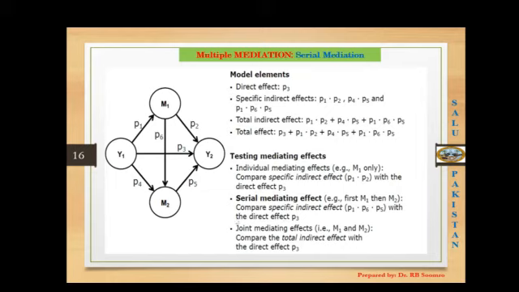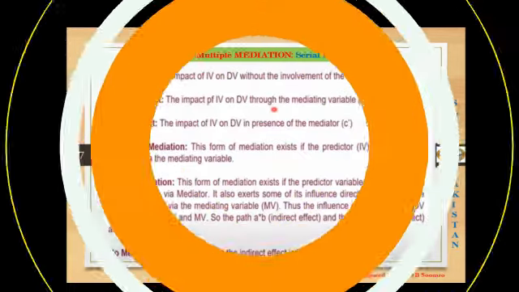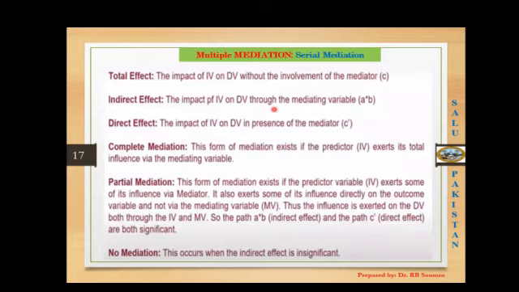Joint mediating effect: compare the total indirect effect with the direct effect. So the difference between the last one and this one is that in the last one, simultaneously, we were required to check the impact of all the mediators, and here, in series, we have to check the impact of all mediators which are in the model. Now this is another guideline: total effect. I think you know about the total effect and indirect effect.